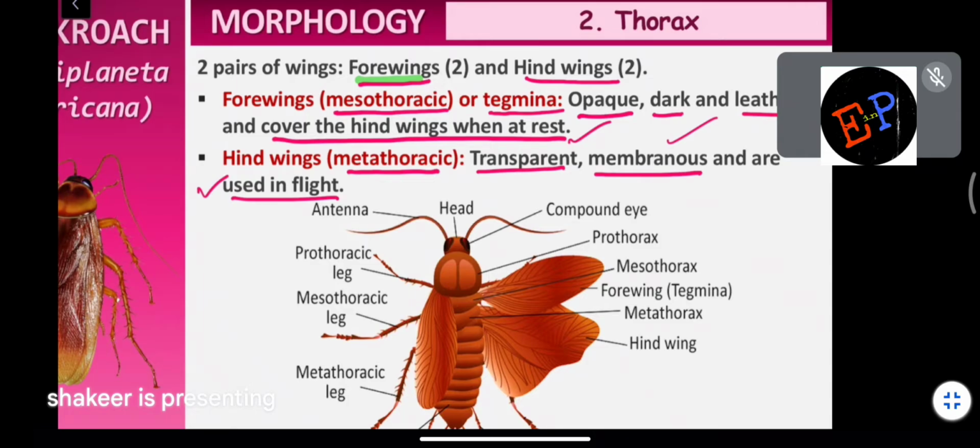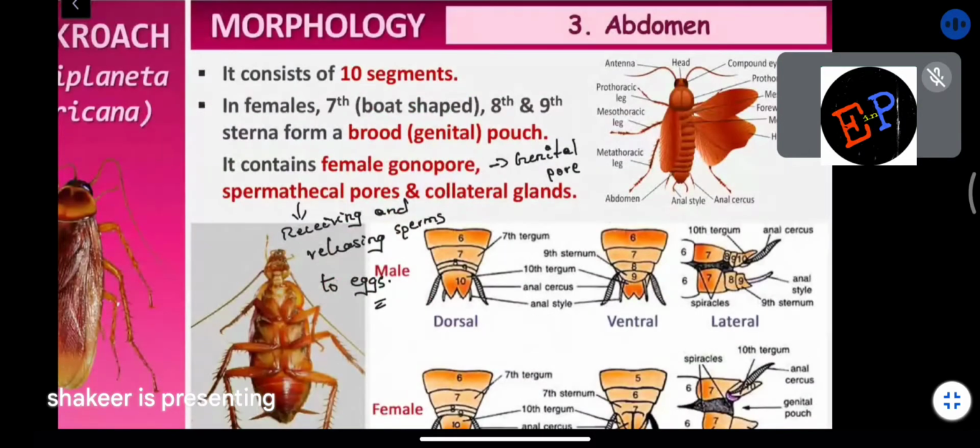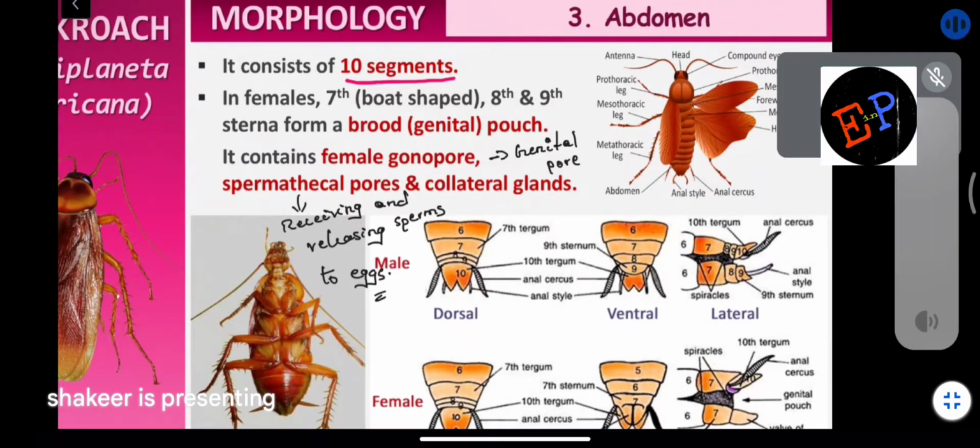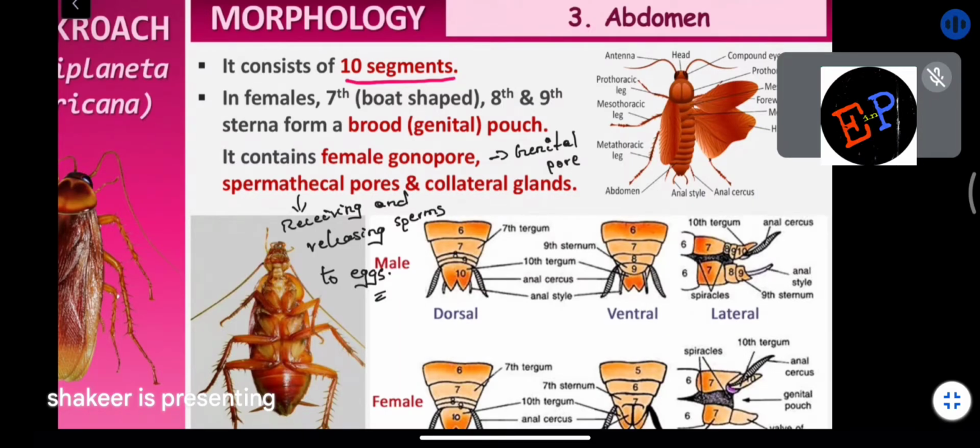Clear? That's it. So next, the abdominal cavity. We are studying the stomach region, or you can call it the abdominal cavity. So it consists of how many segments? It consists of totally 10 segments. And what each segment performs is a very, very important discussion in the case of cockroaches. Are you able to understand?